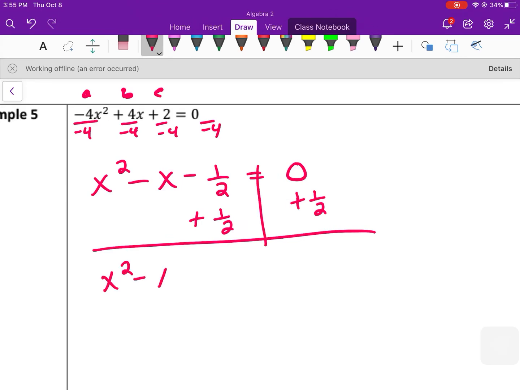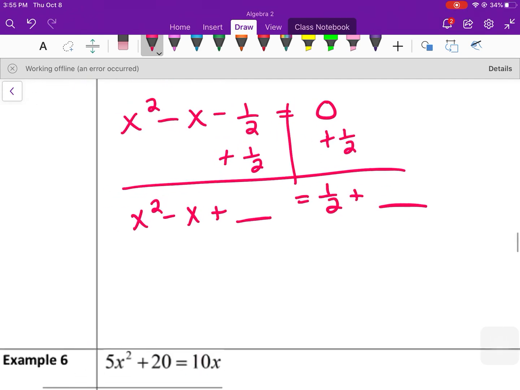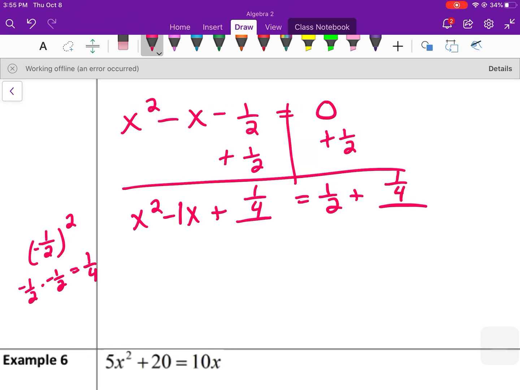And I'm going to get x squared minus x plus blank equals 1/2 plus blank. Okay, then take b. So b right now is negative 1. So negative 1 divided by 2, so negative 1/2, and then square it. That means negative 1/2 times negative 1/2, which is going to be positive 1/4. So that's what you're adding to both sides, positive 1/4.